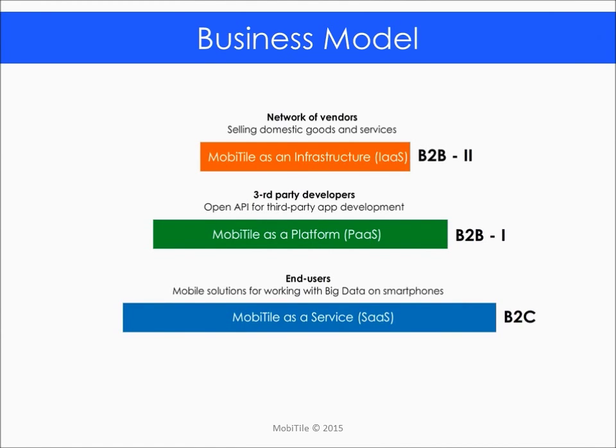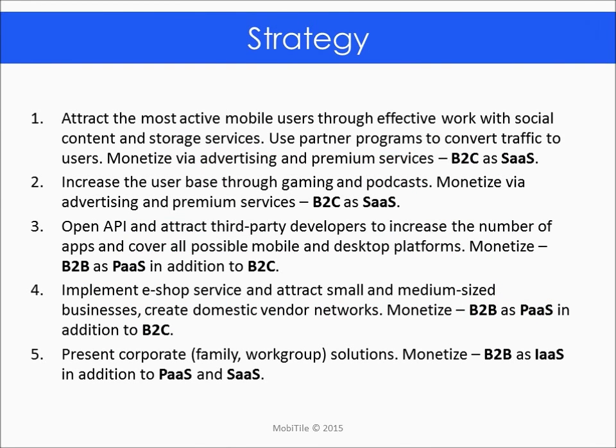At the B2B1 stage, the platform will open up its interface to third-party developers. Solutions developed during the first stage help outside developers to produce a wide range of apps at minimal expense, from narrowly specialized services to fully functional social networks, file storage apps, podcasts, and so on. The B2B2 stage will involve providing solutions developed during previous stages to small and medium-sized businesses, allowing them to sell goods and services to the MobiTile community. Corporate solutions are also set to be introduced at this stage.